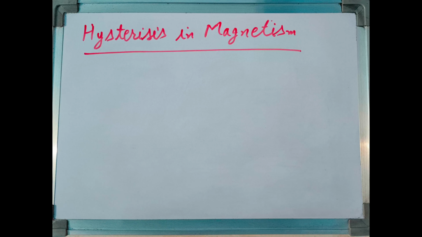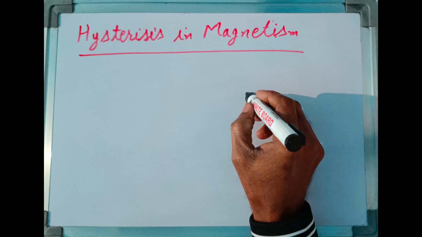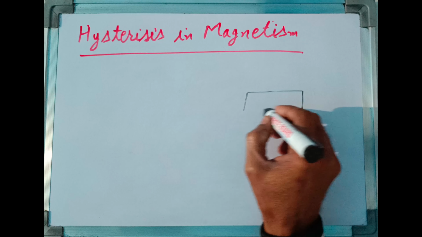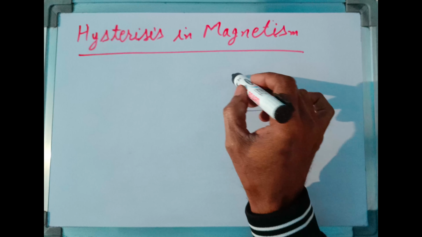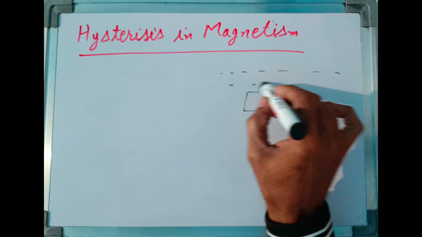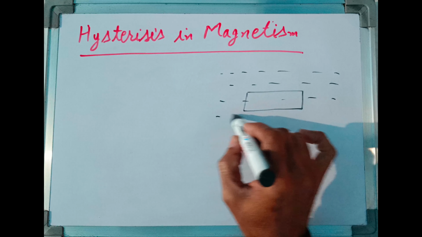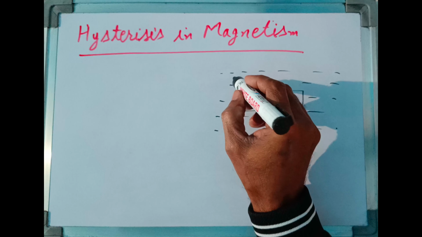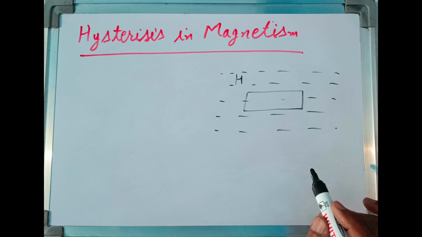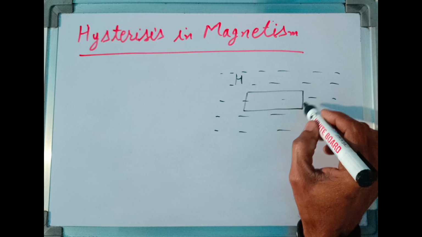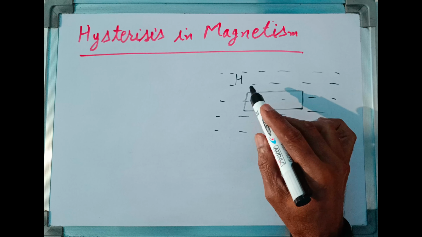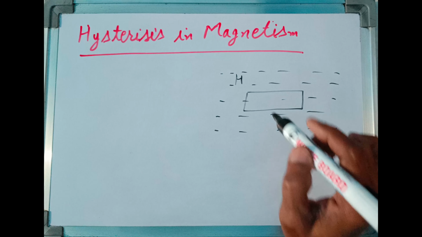In this lecture, I will share some important points about hysteresis in magnetism. Suppose there is a magnetic material that can be easily magnetized by placing it in some external magnetic field. Suppose H represents the intensity of the externally applied magnetic field, and this substance will be magnetized when it is placed in this strong external magnetic field H.